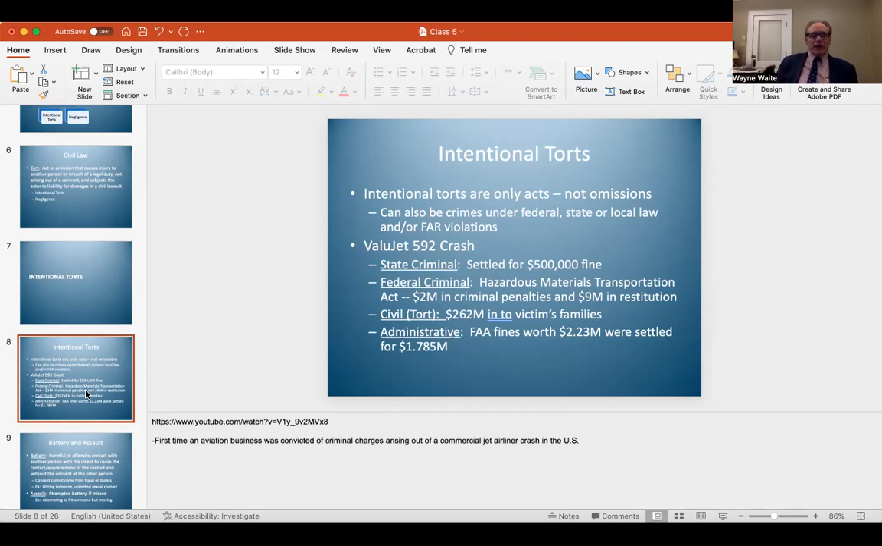The example that we have here is ValuJet 592. The state criminal action settled for a $500,000 fine. Federal criminal, under the Hazardous Material Transportation Act: $2 million in criminal penalties and $9 million in restitution. And then on the civil tort, $262 million to victims' families. Administrative FAA fines worth $2.23 million were settled for $1.785 million. Was it worth it?